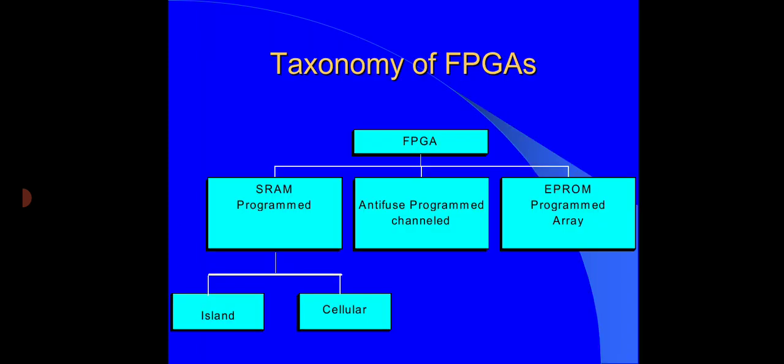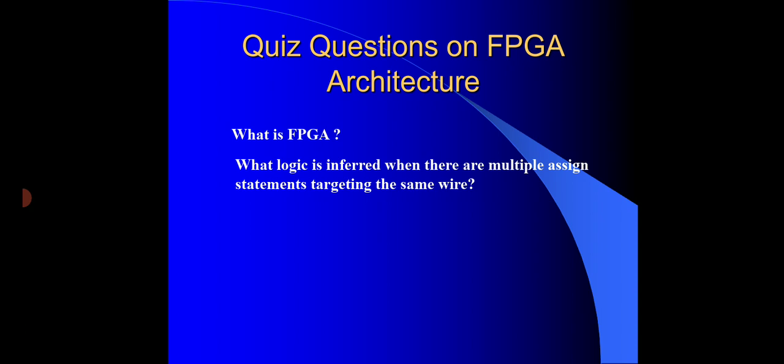You can see the taxonomy of the FPGA. FPGAs have 3 types: SRAM programmed, antifuse programmed, and EPROM programmed. The SRAM programmed type contains island and cellular architectures.